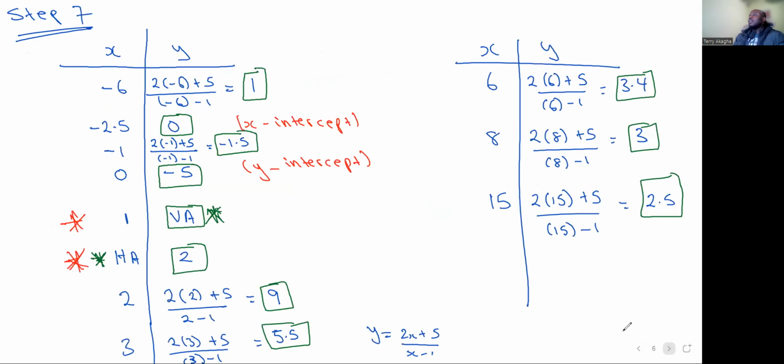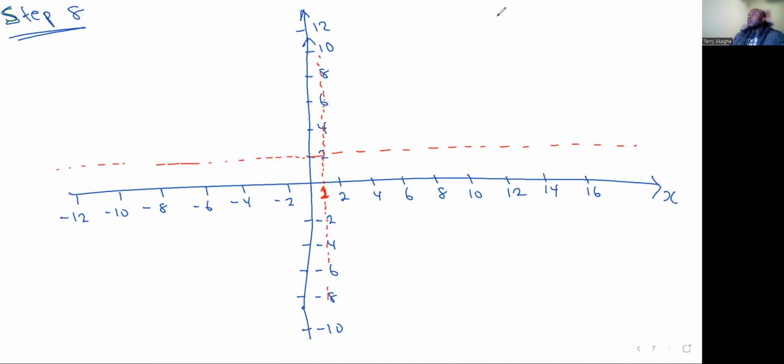So we can then start by plotting the graph. The first one is at x is -6, y is 1. Let's plot the graph for this. I'm going to use a black pen. So x is -6, y is 1. Let's say somewhere around here.